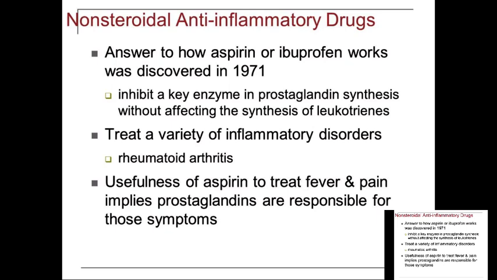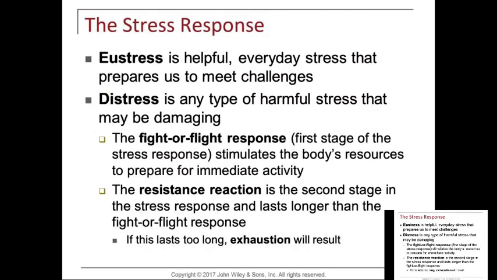The answer to how aspirin or ibuprofen work was discovered in about 1971 and inhibits a key enzyme in the prostaglandin synthesis without affecting the synthesis of the leukotriene, so it affects one of those inflammatory arms. And typically it's used to treat a lot of inflammatory disorders. Very good in treating fever, in helping to reduce pain, but we also know at the expense of what, right?